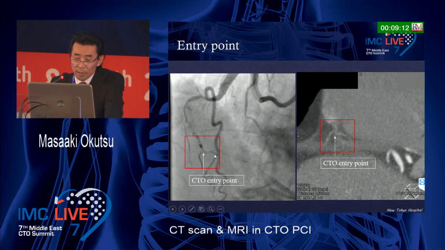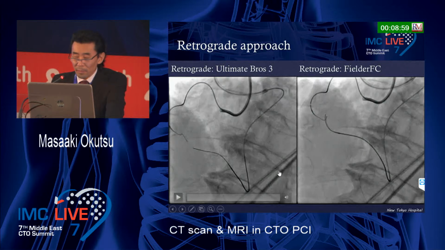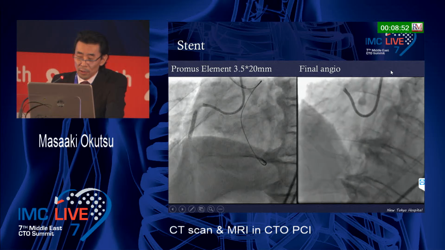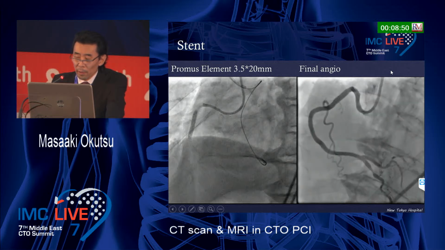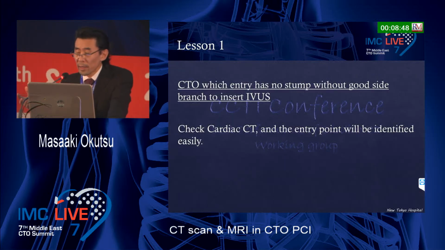So this is a very important point for beginning the CTO procedure, because if you advance the guide wire from here, then of course no good. And then I approached this point, with a final retrograde approach, and recanalized this CTO. Very easy to construct the CTO procedure.